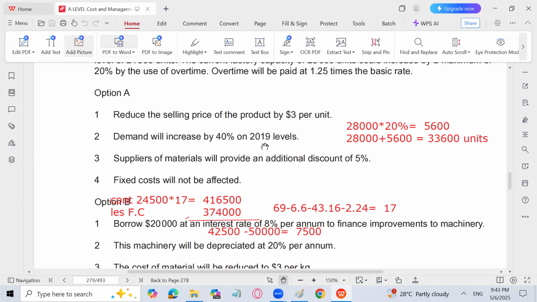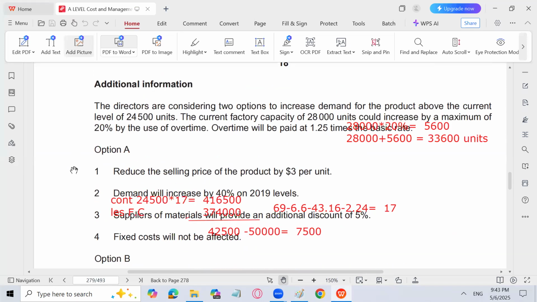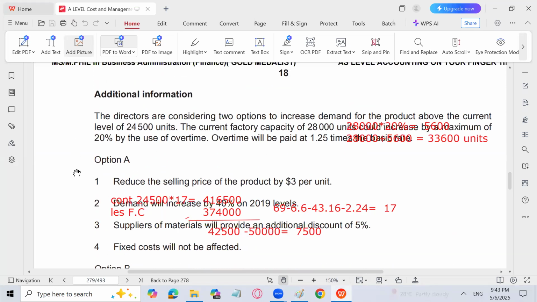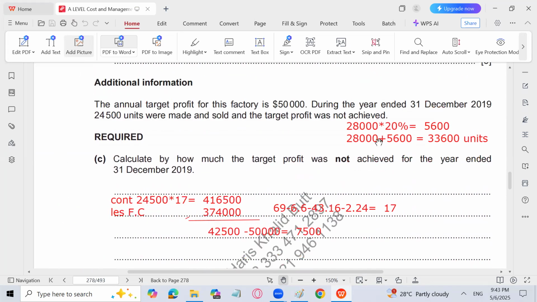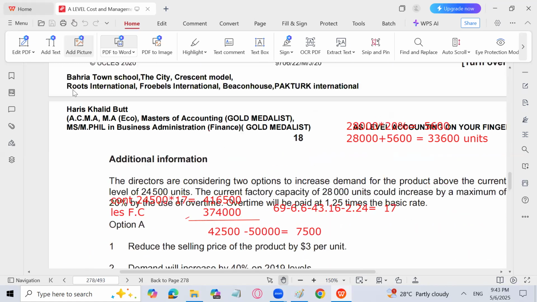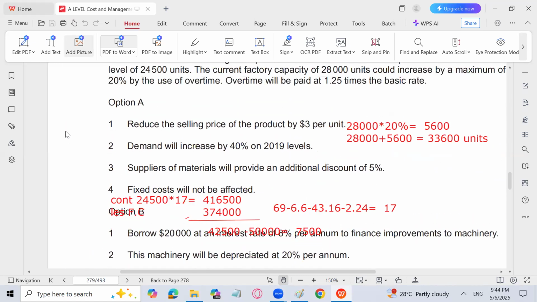So demand is going to increase 40% on 2019 level. So what was the 2019 level? It was 24,500. Sir, how do you know? Let me show you. This is 24,500. This is the 2019 level. So that is the current production we are going for.